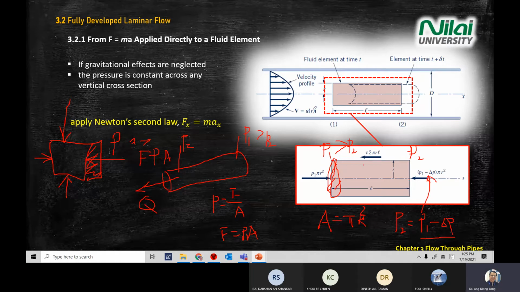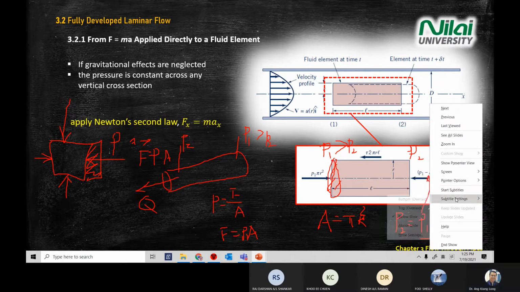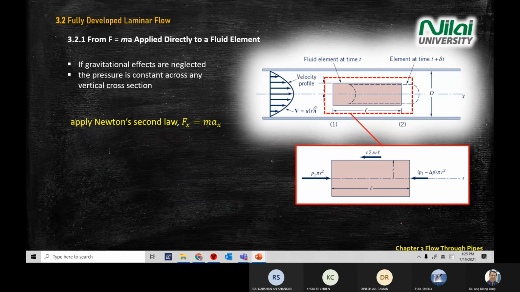Careful, okay? In this case, there's one new parameter that you see on the diagram here, which is the mu. You see the mu here? There's a mu. We call it shear loading.